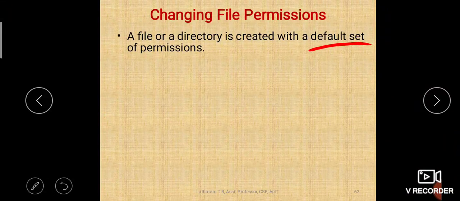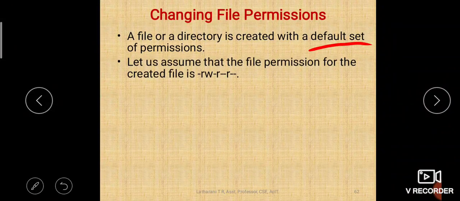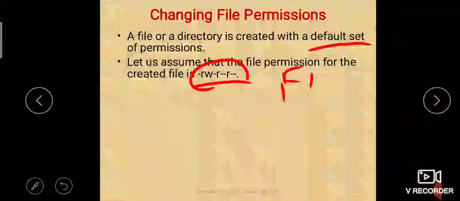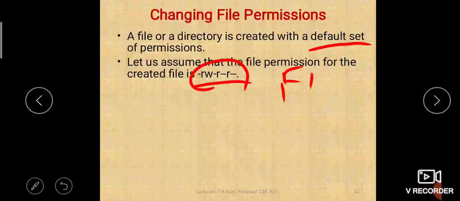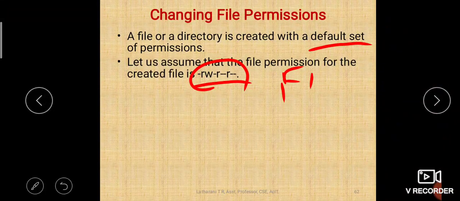given by the system. Okay, so let us assume that the file permissions for a created file is rw dash r dash dash r dash dash. Let us take the default permission for a file, and let us take the file name as f1. So for file f1, let us say we have these permissions. For user we have read and write permission, for group we have read permission, and for others also we have only read permission.